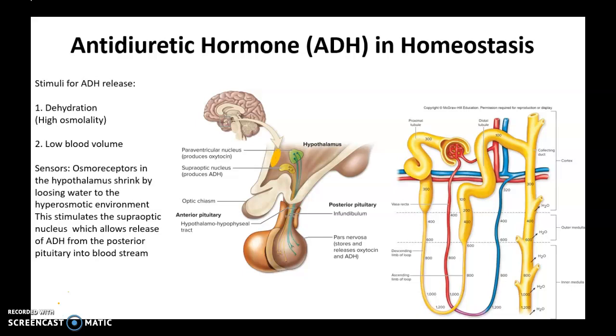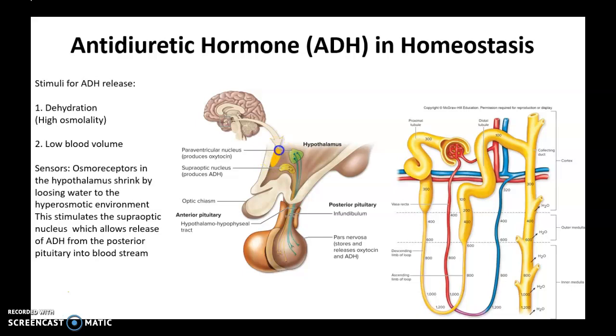Or if you have low blood volume, so if you have just low blood volume in your body, either one will trigger ADH synthesis. Now, who senses it? Who takes care of business here? Well, first, there are some sensors, and these sensors are called osmoreceptors, which are present in the hypothalamus.